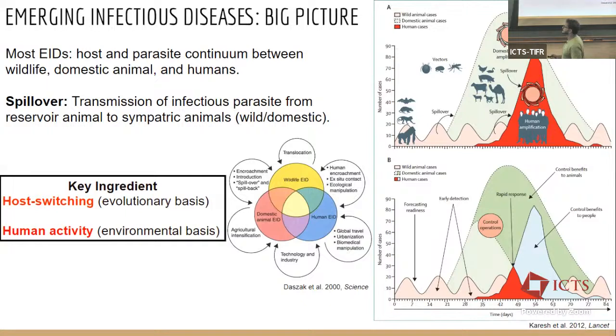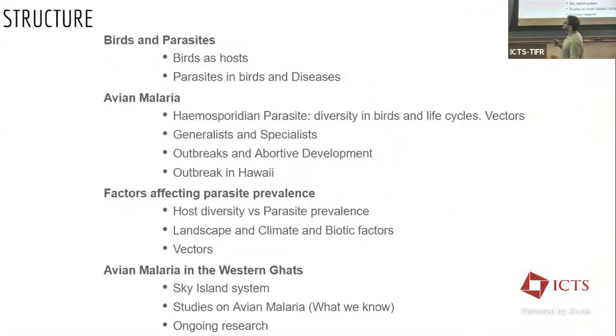So host switching is on an evolutionary basis, and human activities on an environmental basis. There is an amalgamation of those two things. Host switching has been happening on an evolutionary basis also, but human activities cause it on an ecological scale, and there is no time for co-evolution, and a breakdown can happen. So the structure of this talk will be, I'll go through first quickly.